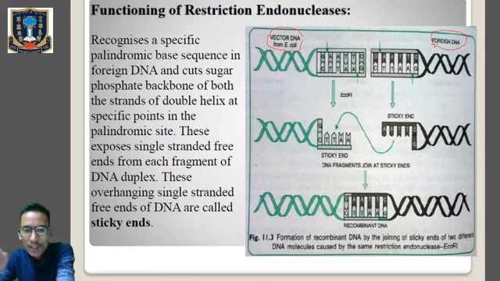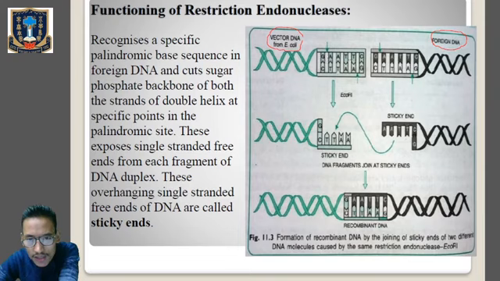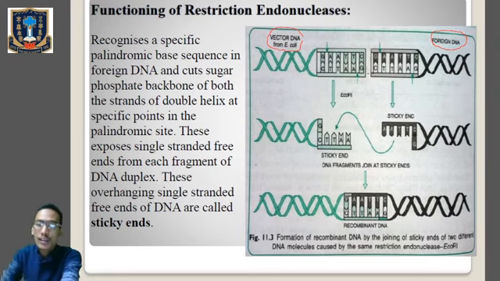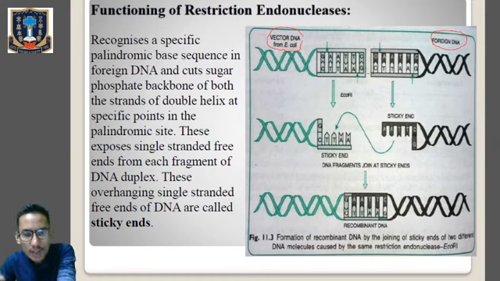GAATTC. Okay, so you can see the sequence over here, GAATTC. Again over here GAATTC. So this is the palindromic sequence. Here also GAATTC and GAATTC. This is also a palindromic sequence. So these sequences are recognized by the restriction endonuclease enzyme. After recognizing these base sequences, the restriction endonuclease enzyme will make a cut at the sugar phosphate backbone of both the strands of the DNA molecule.